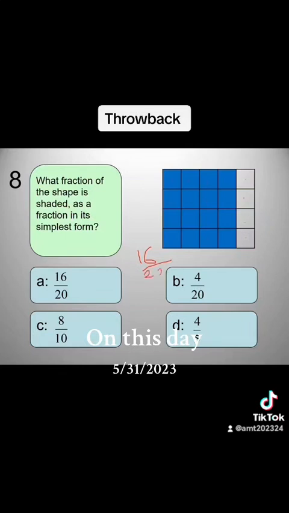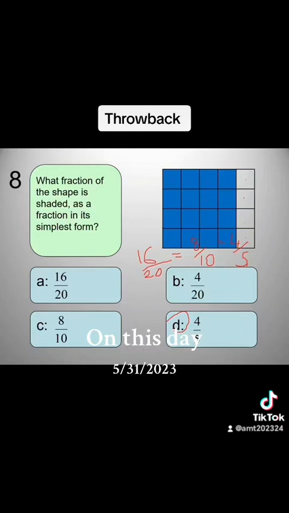They're both even, so I can half it. Half top, half bottom, so I get 8/10. Half it again because they're both even, and I get 4/5. That will be option D, guys. So it's asking for the fraction in its simplest form. This is all to do with knowing your highest common factors. Of course, I could have just divided 16/20 top and bottom by 4 in one go.